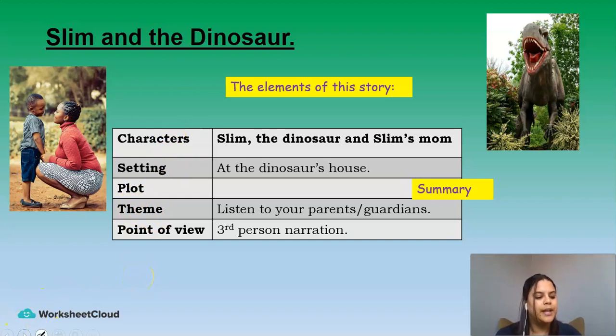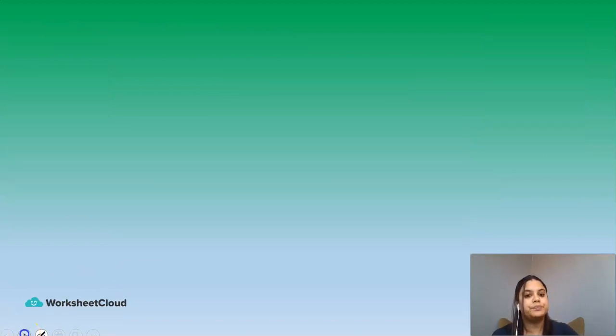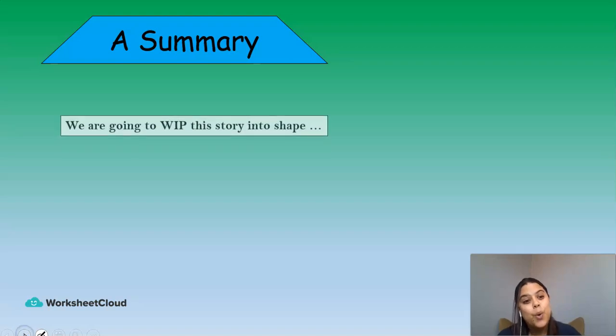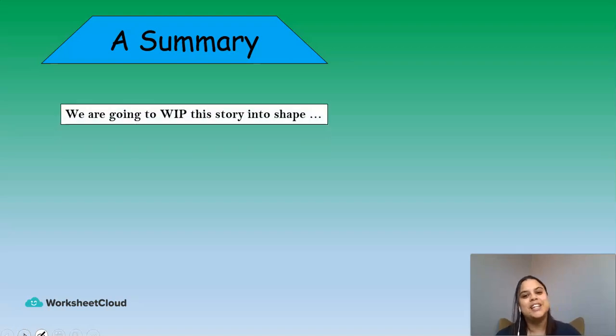So we're going to be looking now at the summary of Slim and the Dinosaur. A summary is basically a shortened version of the story. And how do we do that? I'm going to teach you a way now, and we're going to whip the story into shape.